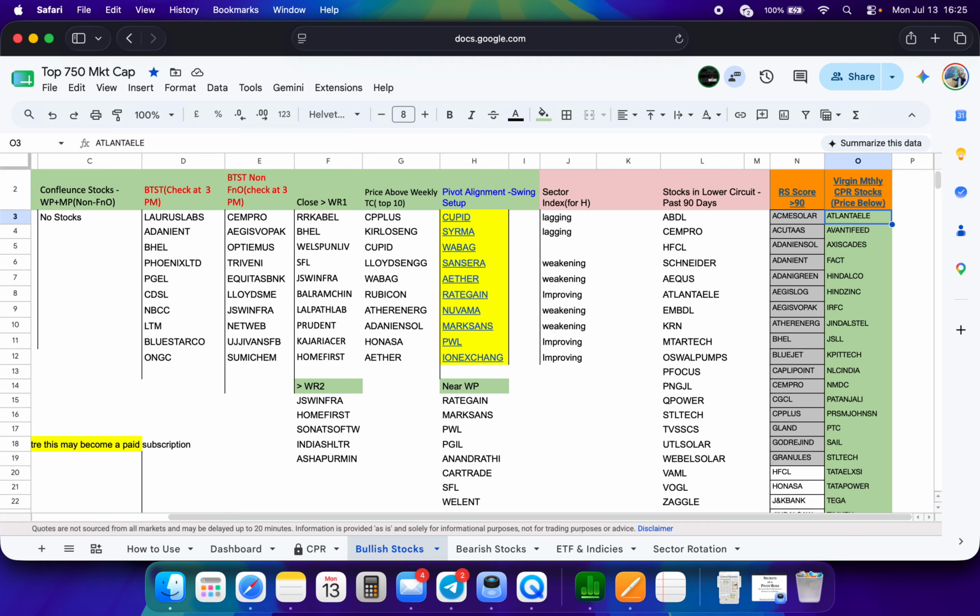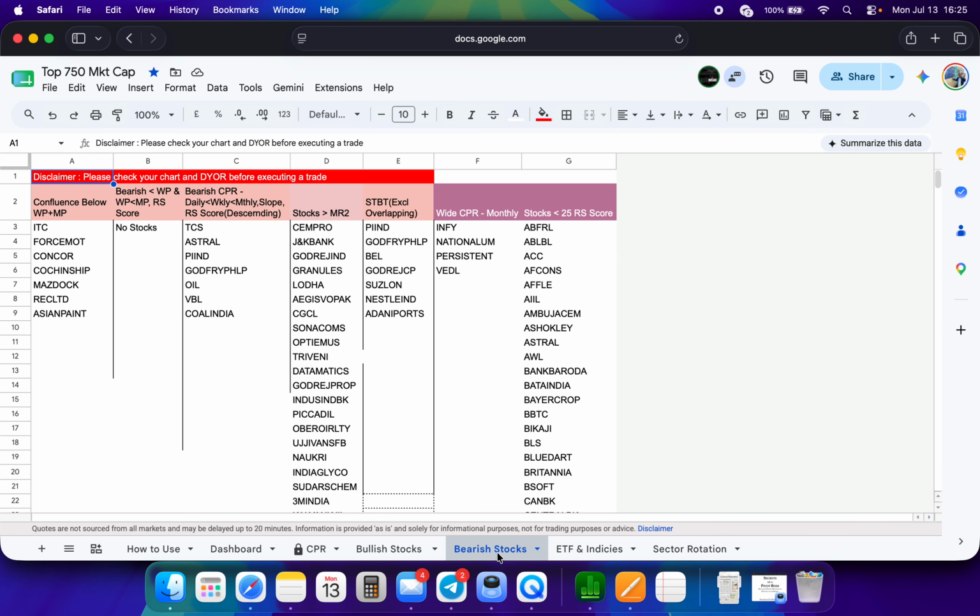Then you have stocks which are below the monthly pivot but having a virgin monthly CPR. Virgin CPR, again, you can get the concept from the book or Google it. You have high chances, 80% or more, that if the stock is below the monthly CPR and the CPR itself is virgin, then it will touch the monthly CPR. Based on that setup, the stocks are listed.